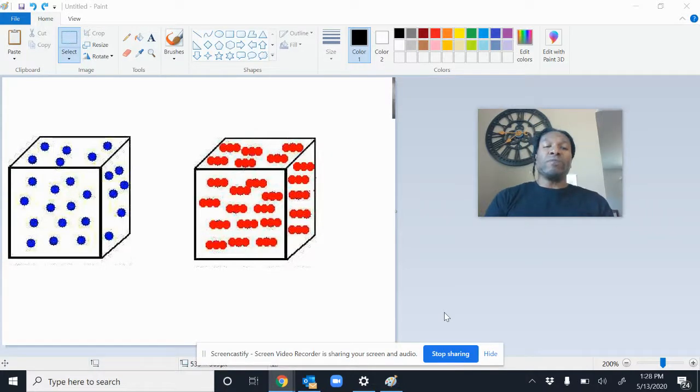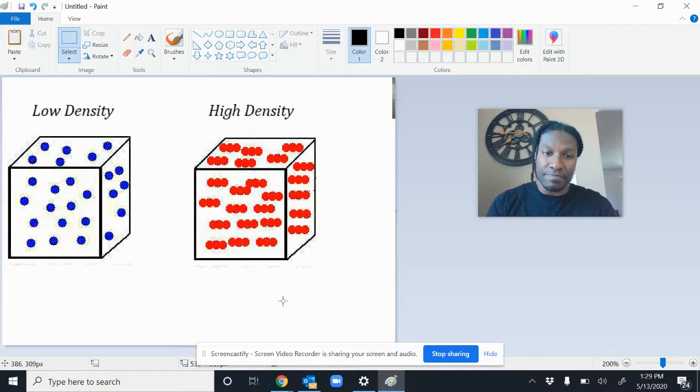We're looking at two different boxes. The one on the left has blue molecules, and the one on the right has red molecules. Now you should be asking yourself, what's the difference between these two boxes? Hopefully you came to the conclusion that one is denser than the other.